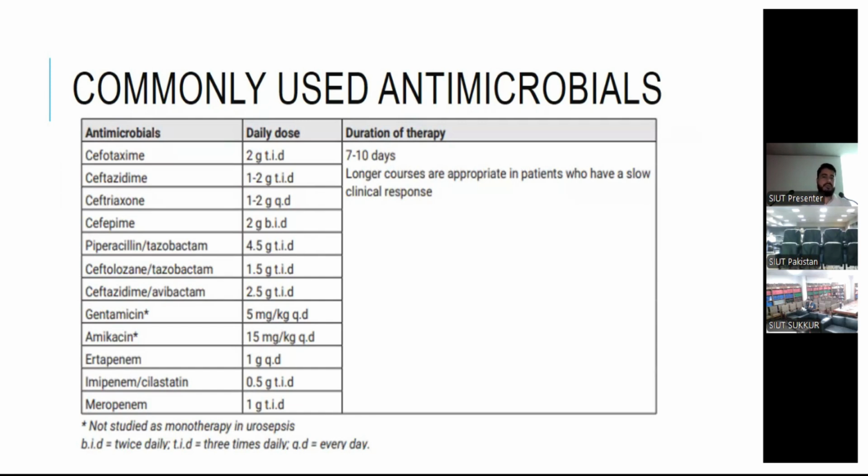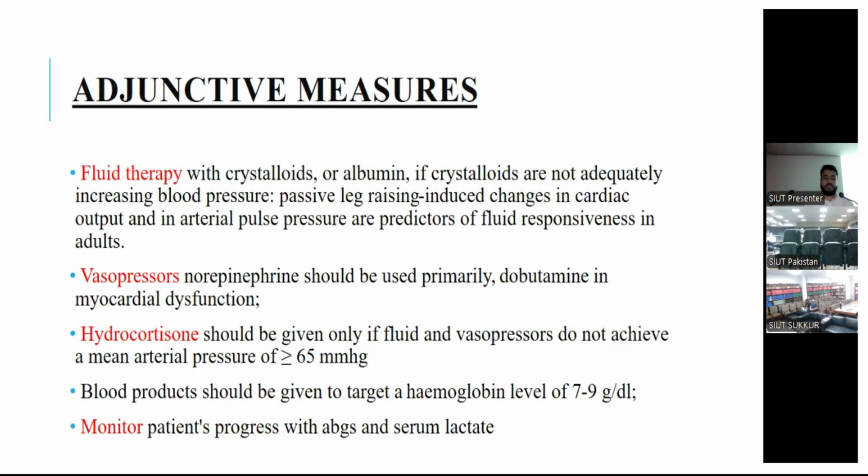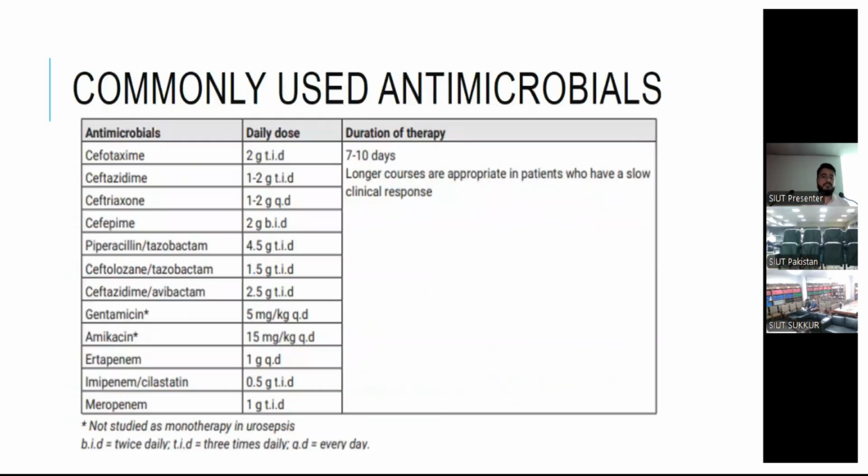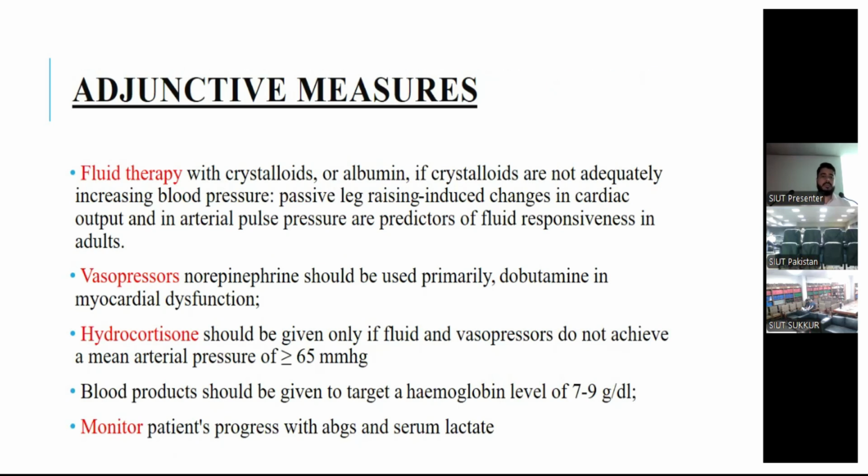These are given usually for 7 to 10 days, and longer courses are appropriate in patients who have a slow clinical response. Adjunctive measures: fluid therapy with crystalloids or albumin. If crystalloids are not adequately increasing the blood pressure, passive leg raising induced changes in the cardiac output and in arterial pulse pressure are predictors of fluid responsiveness in adults. Vasopressors such as norepinephrine should be used, and dobutamine is used in myocardial dysfunction. Hydrocortisone should be given only if fluid and vasopressor do not achieve a mean arterial pressure of 65 or more.